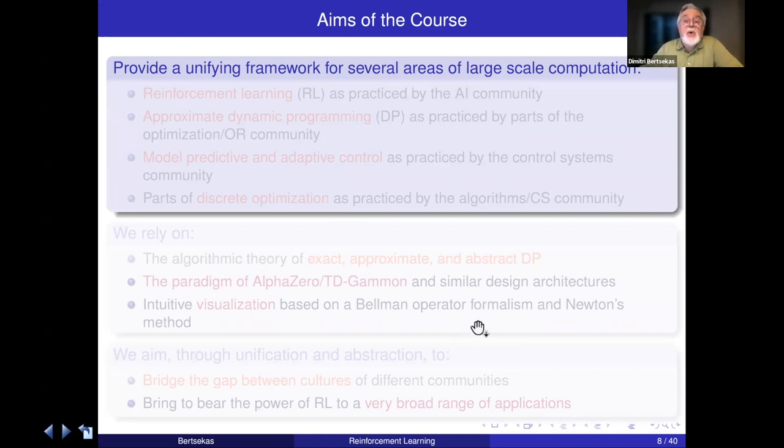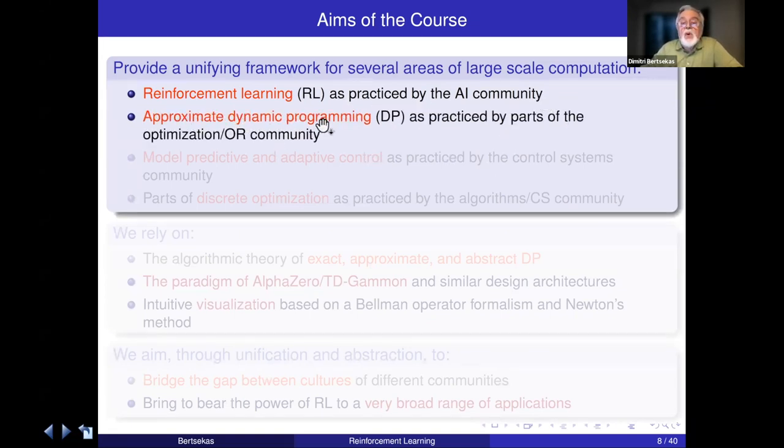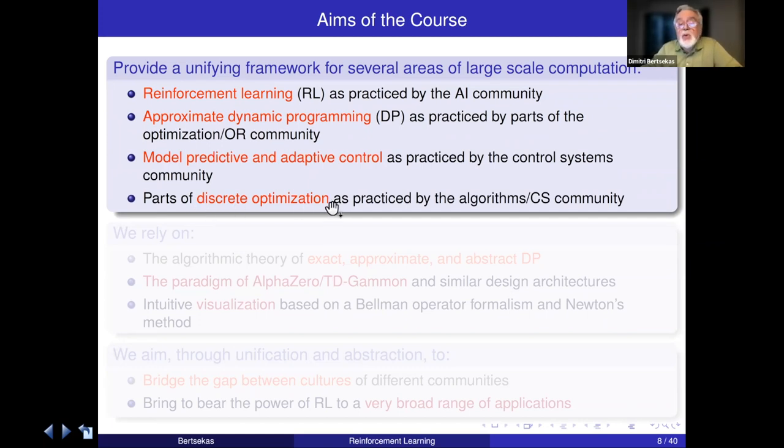Okay, so what are we trying to do in this course? Well, from an intellectual point of view, we try to provide a unifying framework for several areas of large-scale computation. One is reinforcement learning as practiced by the AI community. Dynamic programming and approximations as practiced by parts of the control, optimization, and operations research community. Model predictive and adaptive control as practiced by the control systems community, and parts of discrete optimization, like search algorithms and other discrete optimization settings like integer programming, as practiced by the algorithms and computer science community. So we're trying to put all this under a unifying umbrella.